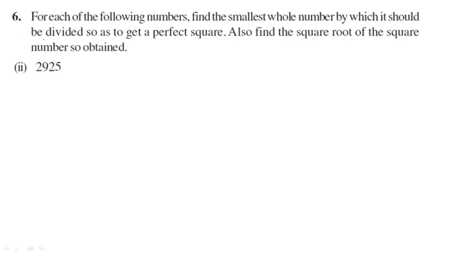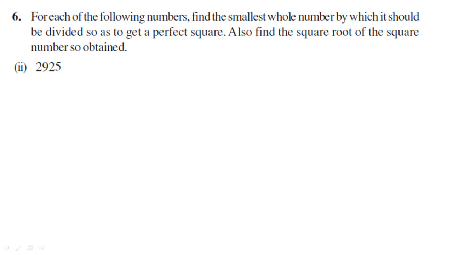For each of the following numbers, find the smallest whole number by which it should be divided so as to get a perfect square. This is the case by which you have to divide the number given so as to make it a perfect square. And again you have to find out the square root.